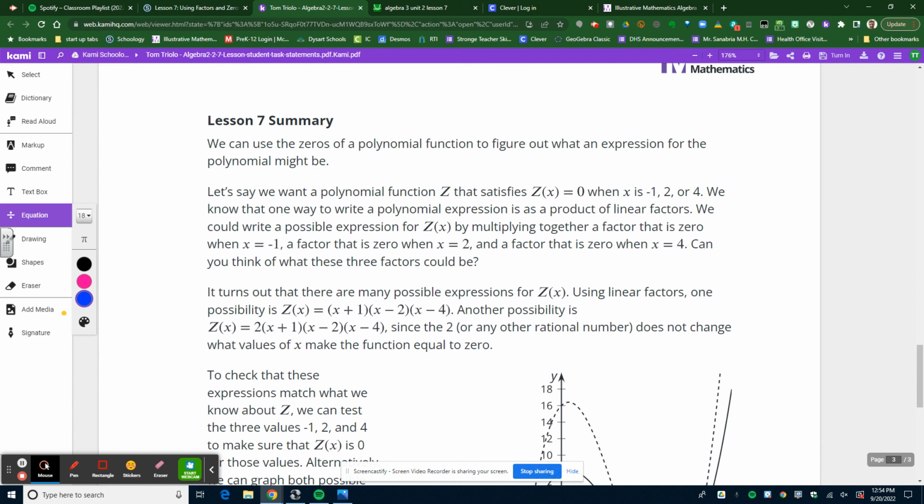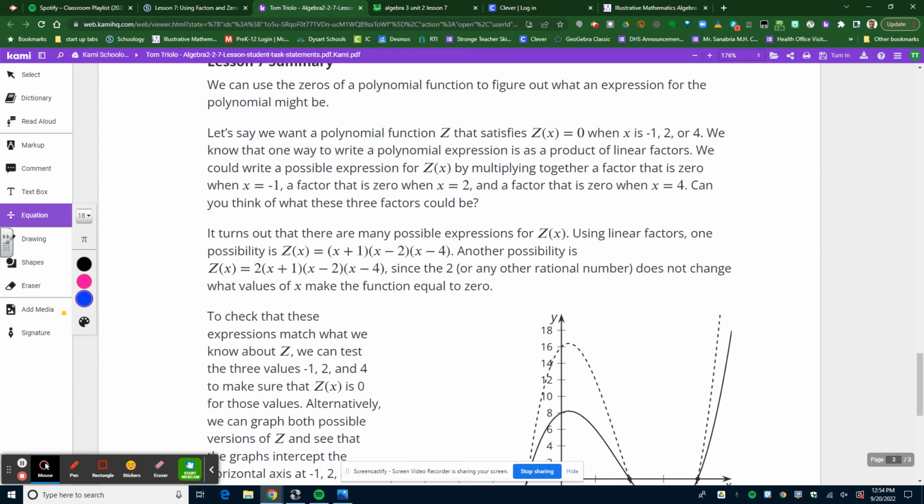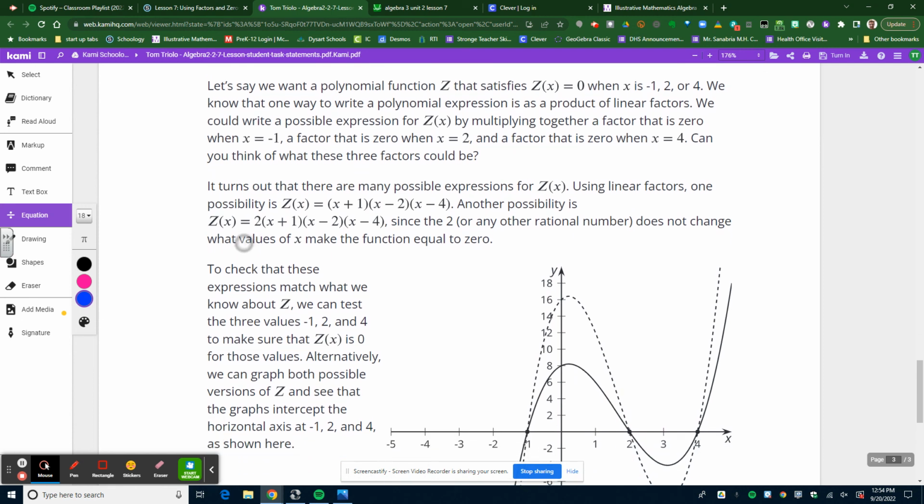So, in summary, we can use zeros to find the expression of what the polynomial might be. Remember, there's an infinite number of choices, but if you want to keep it simple, what should our leading coefficient be? 1. Okay, if you don't make it 1, or you're not told to make it something else, don't change it.